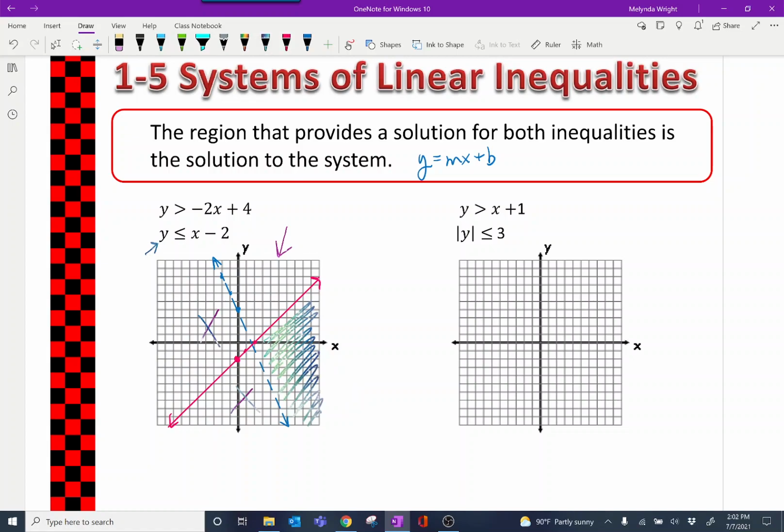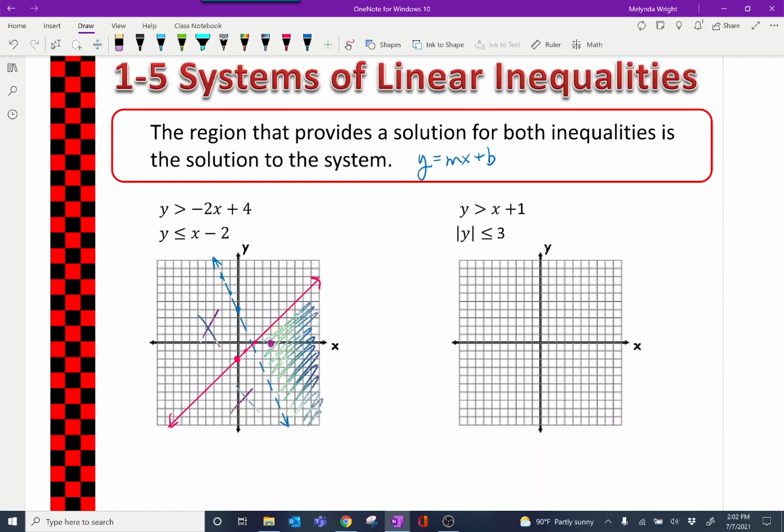You're like, I'm not really sure about that. What you could do, again, is take a point. Let's see, 1, 2, 3. Let's take this point right here, the point 4, 0, and we plug it into this second line. So 0 less than or equal to 4 minus 2. Is 0 less than or equal to 2? Yes, that's true.